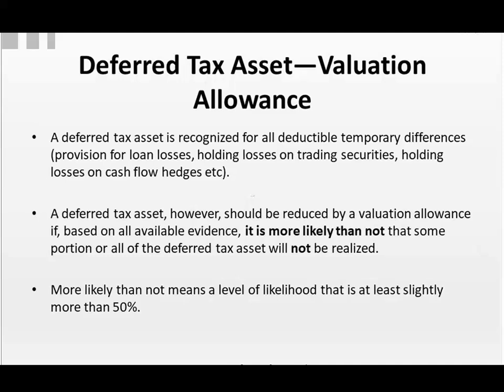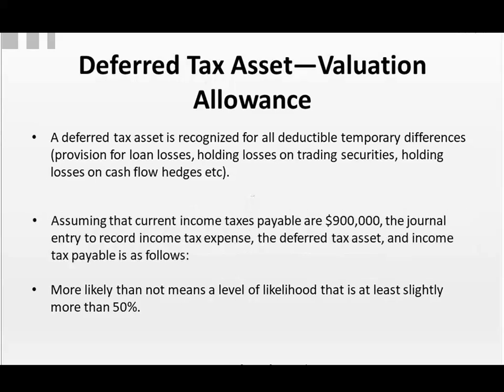All right. However, the deferred tax asset that we set up has to be reduced by a valuation allowance if, based on all available evidence, it is more likely than not that some portion or all of the deferred tax asset will not be realized. So if, like any asset, you set up the asset and you say, well, I don't think I'm going to collect it all, then you'd have to set up some kind of contra account, some kind of an allowance, a valuation account. And by more likely than not, it means there's a likelihood that's slightly more than 50%. Okay? So every time I wind up with a deferred tax asset, I've got to say, do I need a valuation allowance?